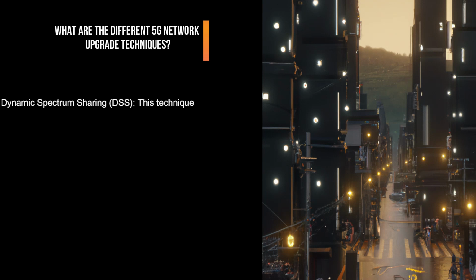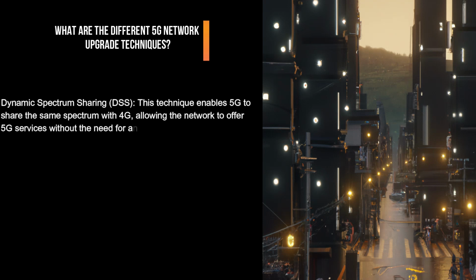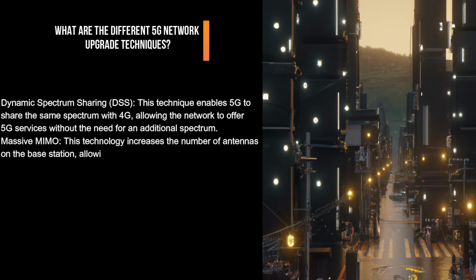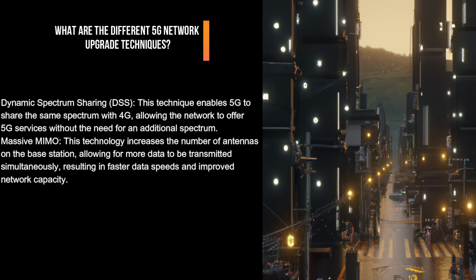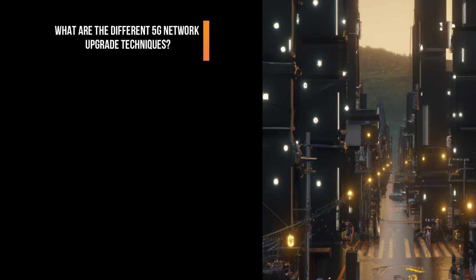Dynamic spectrum sharing, DSS. This technique enables 5G to share the same spectrum with 4G, allowing the network to offer 5G services without the need for an additional spectrum. Massive MIMO. This technology increases the number of antennas on the base station, allowing for more data to be transmitted simultaneously, resulting in faster data speeds and improved network capacity.